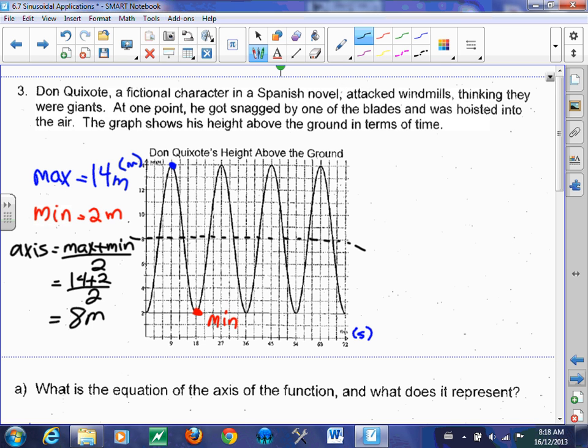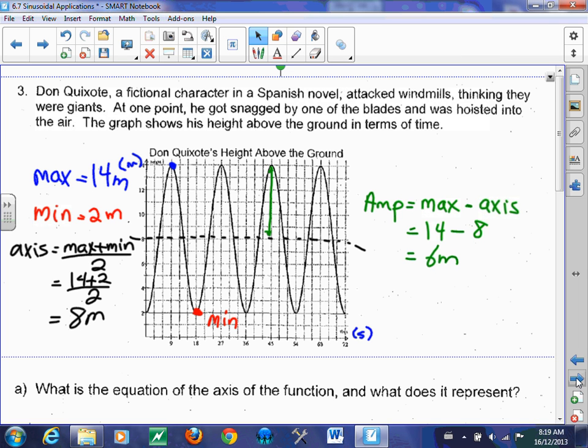All right. So far we've got some pieces of information. Another thing we can think about, folks, is our amplitude. To find amplitude, that equals max subtract axis. You already know our max is 14. We're going to subtract our axis, which is 8. So that equals 6 meters of amplitude. The next thing we can figure out is how long does it take for him to complete one revolution?